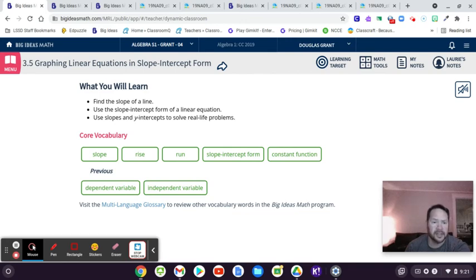Well, bonjour, mateys. We are jumping into 3.5, which is about graphing linear equations in slope-intercept form. That's the y equals mx plus b. So you're going to see a lot of vocab here. Slope's one of them. Rise and run, which you use to find slope. Slope-intercept form, which I just said. That's the y equals mx plus b. Constant function. That is our y-intercept. That is our value that's all by itself. And then we have dependent variable and independent, which we've already talked about. So the independent is our x and the dependent is our y.